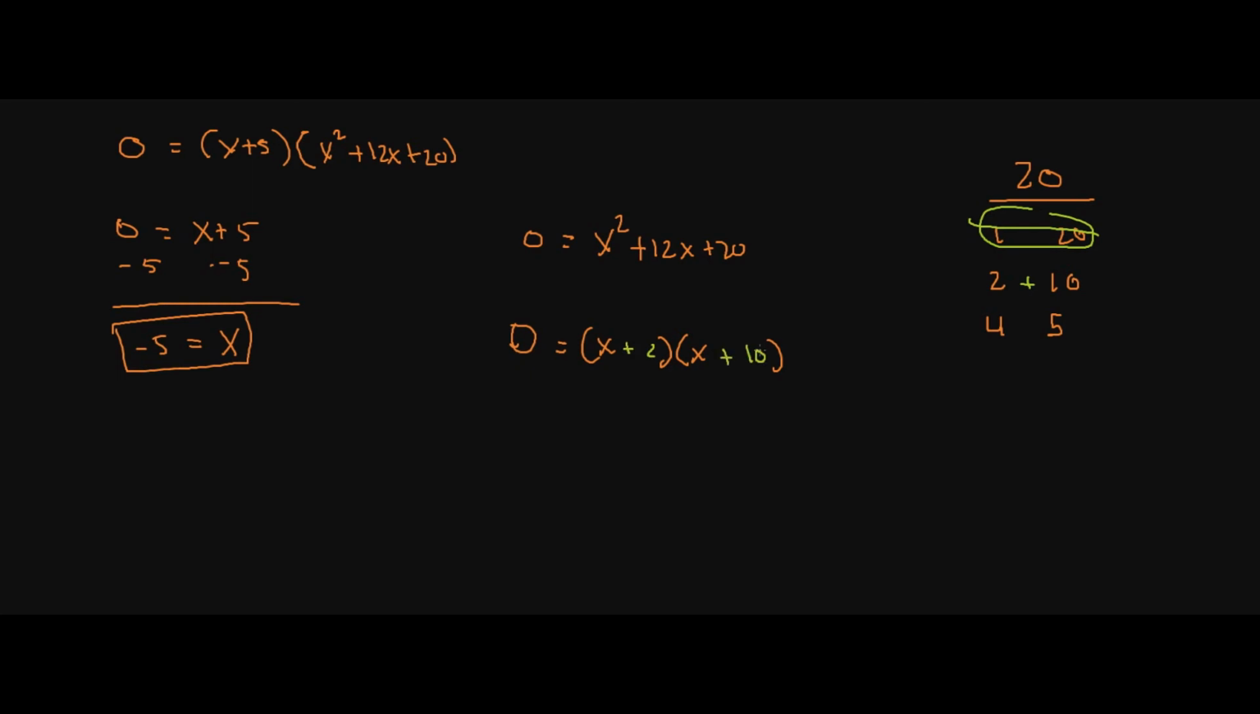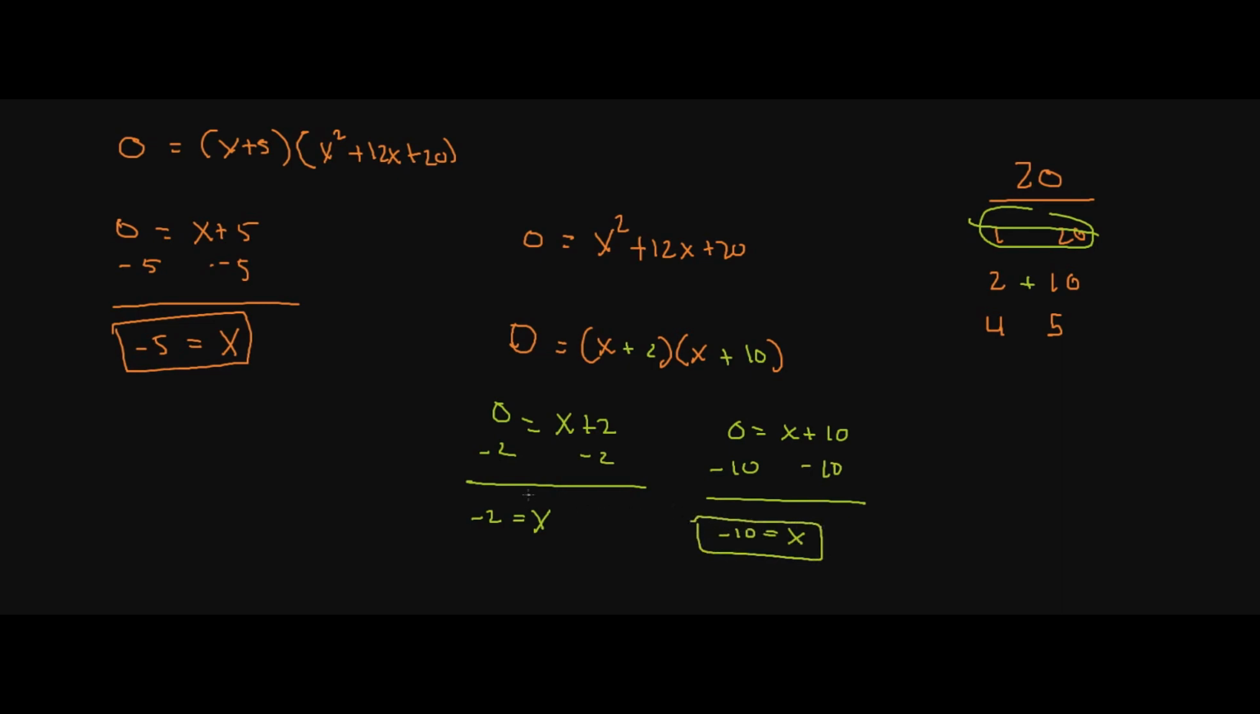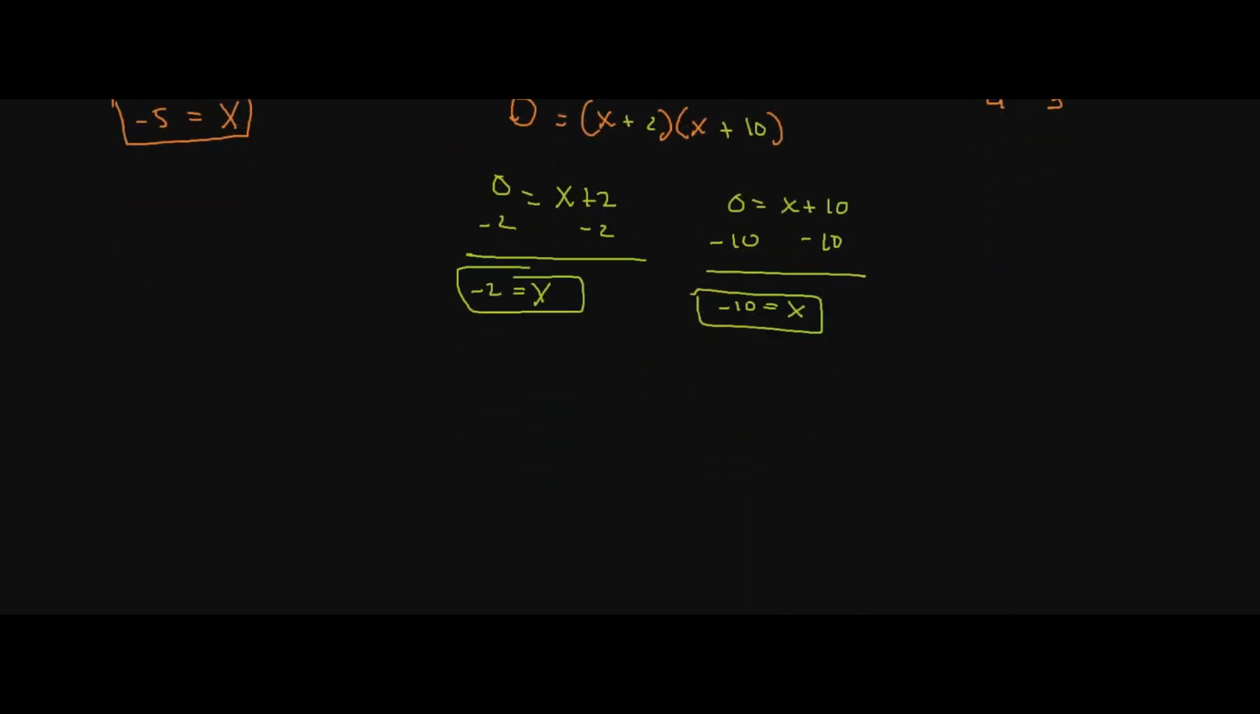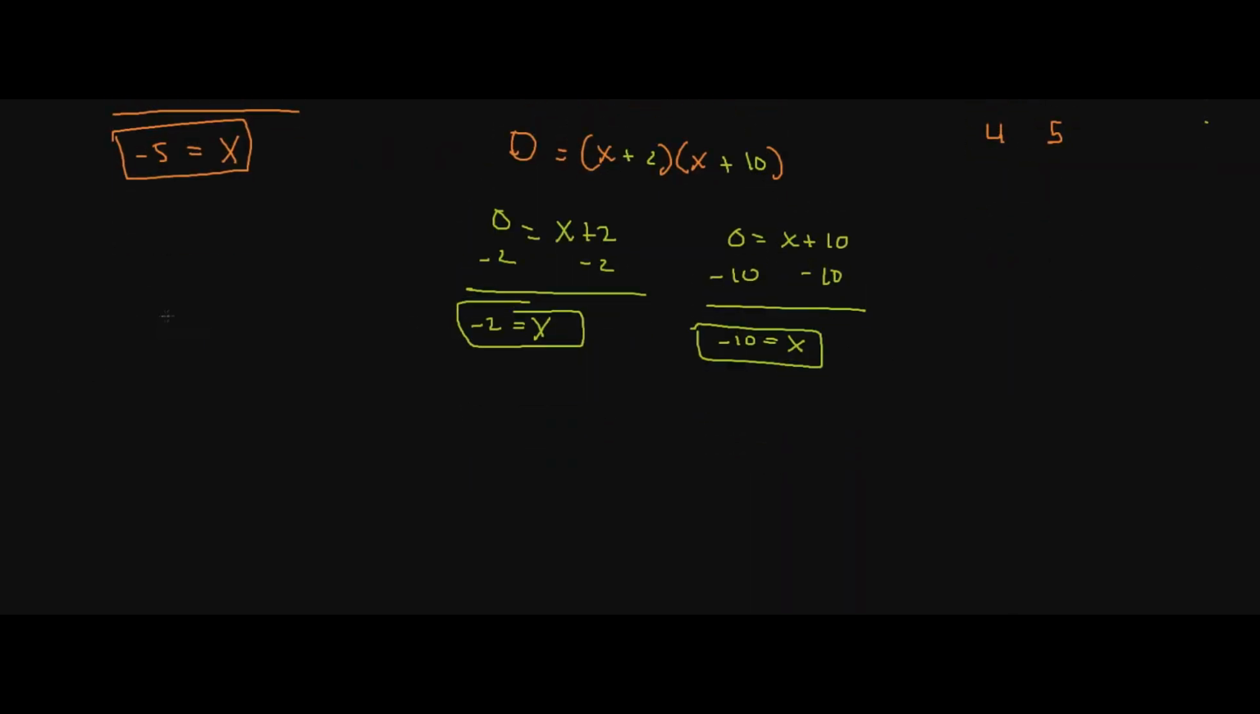All right, now over here, like we've done before, I'll just set these individually to 0. So now we subtract 2 from both sides, and we get x is equal to -2. Subtract 10 from both sides, and we get x is equal to -10. And there we go. Therefore, my three x-intercepts are -5, -2, and -10 for my original function, right? And I should feel pretty confident about that.